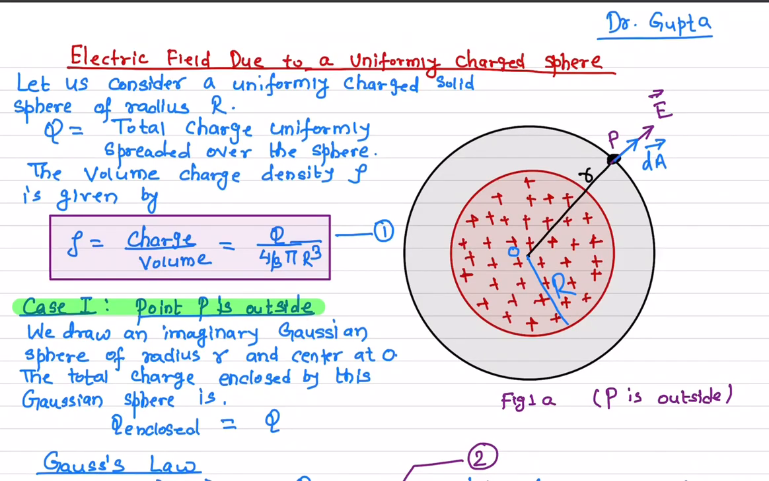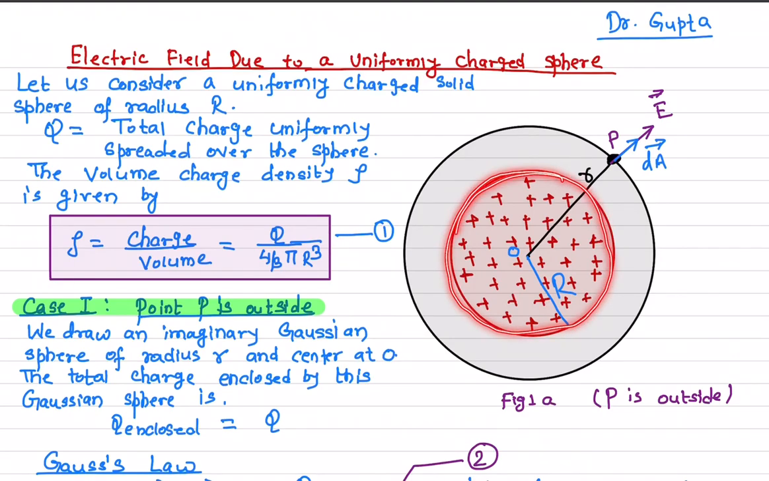The reason we choose this imaginary Gaussian surface to be spherical is because the integration in the Gauss law will be a lot easier. You can choose any complicated surface, but the calculation will be a lot more complicated. So just to make the calculation easier, we choose the Gaussian surface to be spherically symmetric.